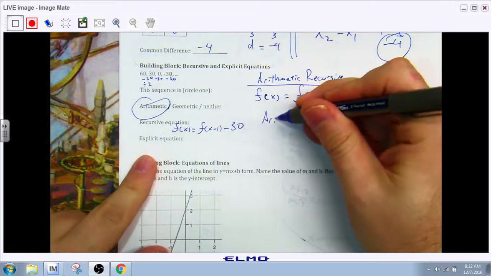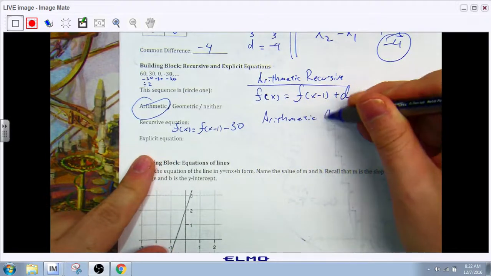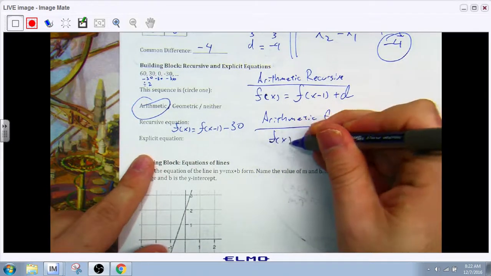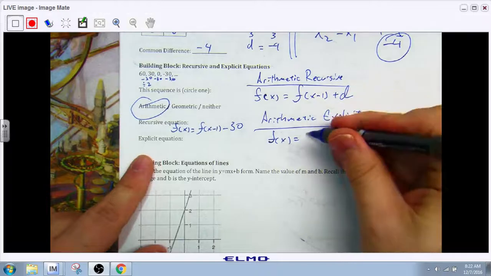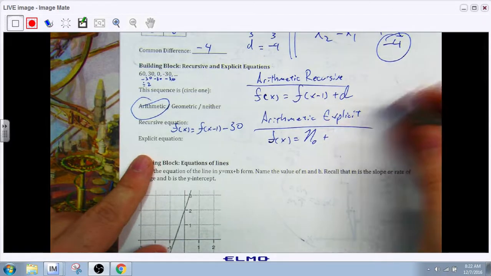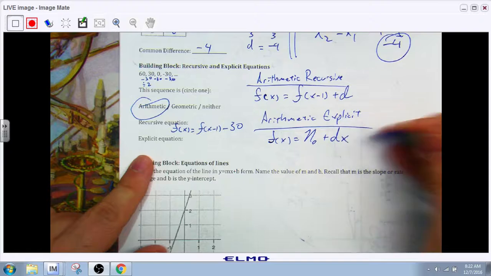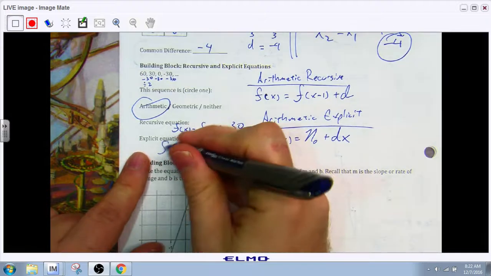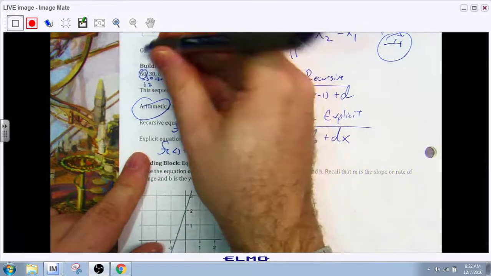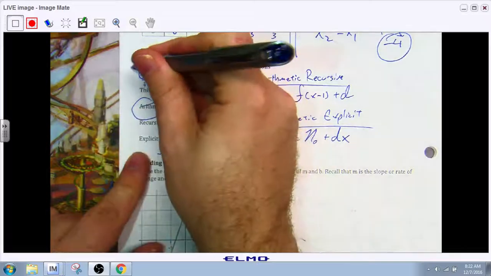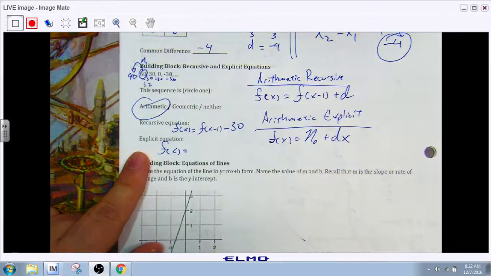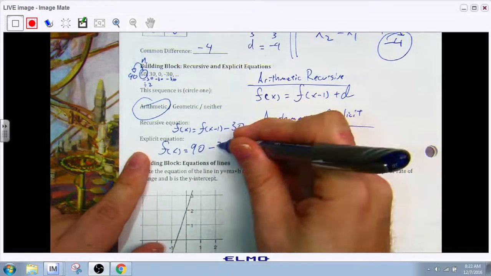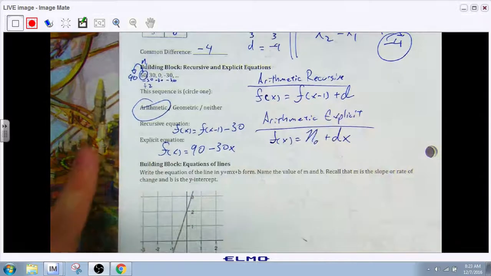And then I have to do the explicit equation. And I have to remember that the arithmetic explicit is f of x equals my n sub 0 plus my common difference times x. So in this case, I have to find my n sub 0. So f of x equals, well, this is my first term. That's n sub 1. So I got to go backwards. And if I were to go backwards, I would know I'd be at 90. So it'd be 90 plus, but actually it's minus because negative 30 is my difference, x. So that's my explicit.